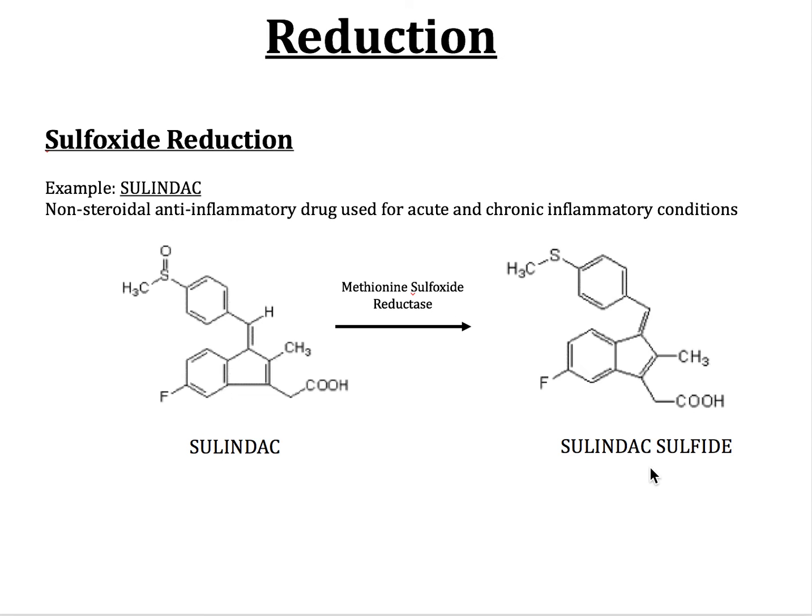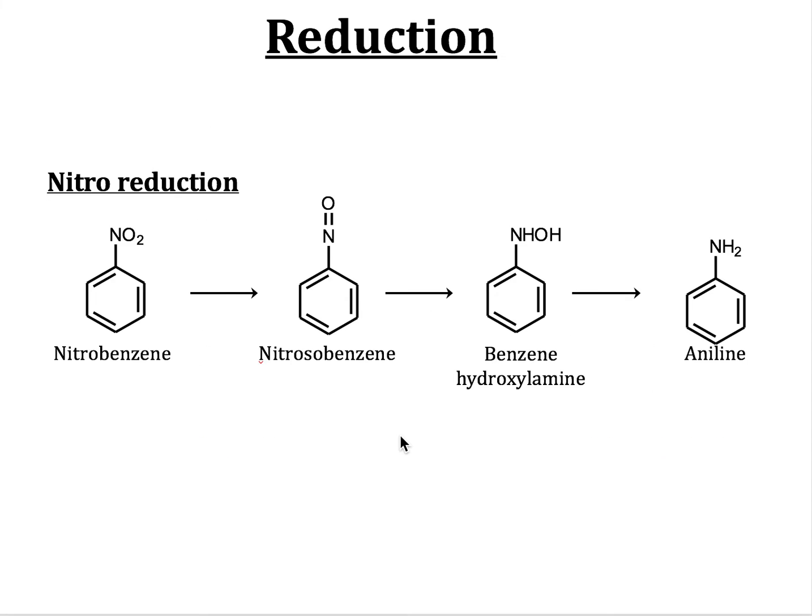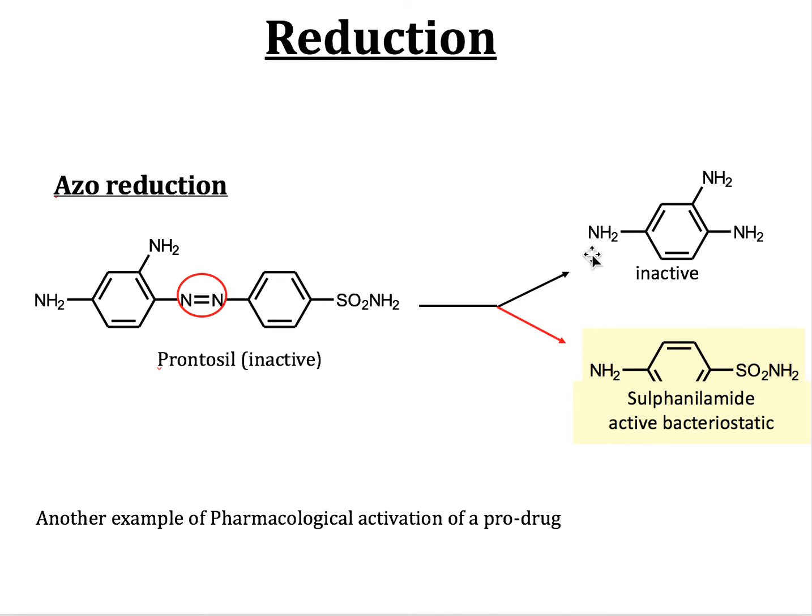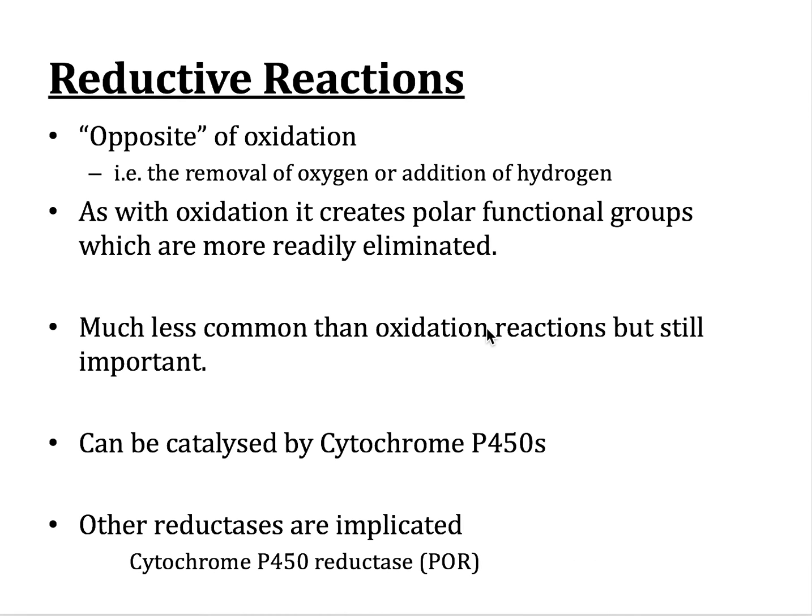Sulfoxide: sulindac is an anti-inflammatory NSAID, usually used in acute and chronic inflammatory conditions. The enzyme used here can either be cytochrome P450 reductase, or it can be methionine sulfoxide reductase. If we were to go back, it doesn't mention what enzyme is used in azo reduction, so I'm guessing it will be cytochrome P450 reductase, because it says that other reductases are implicated and that it can be catalyzed by cytochrome P450s. Other reductases are implicated, but cytochrome P450 reductase is the main one.